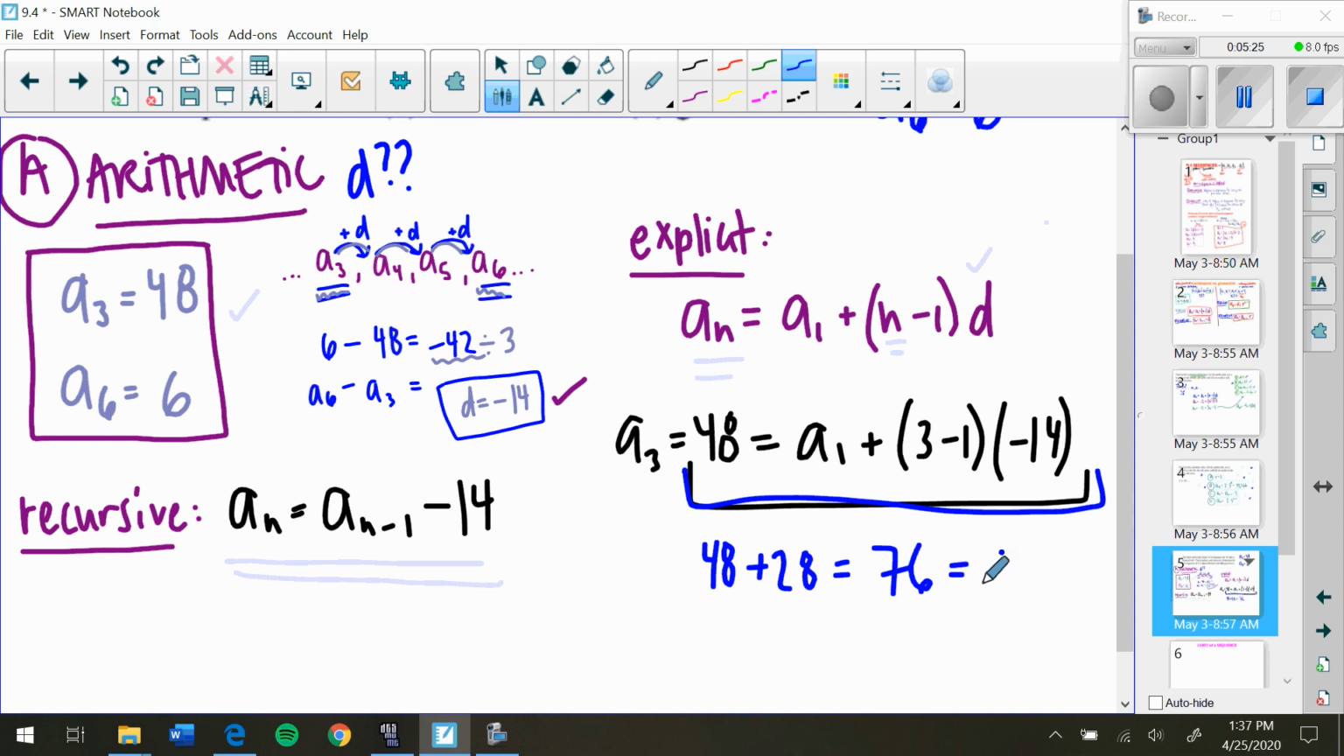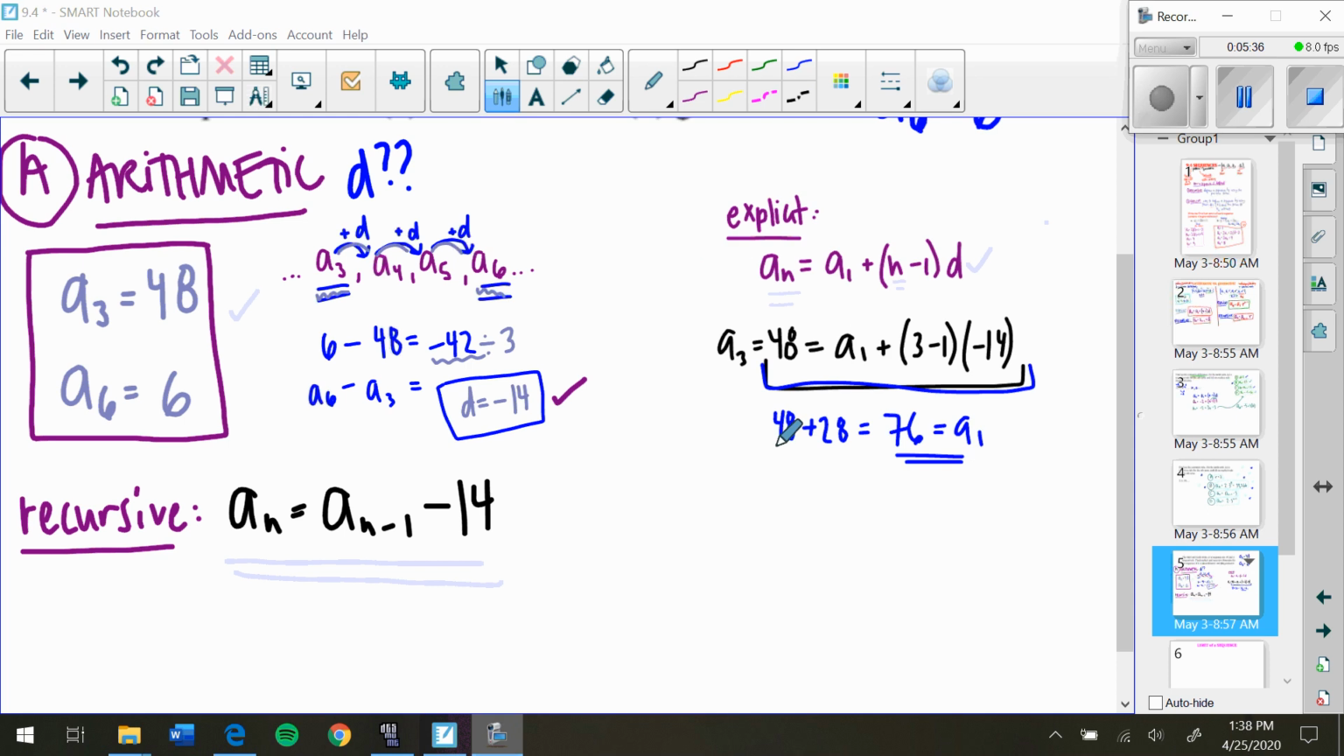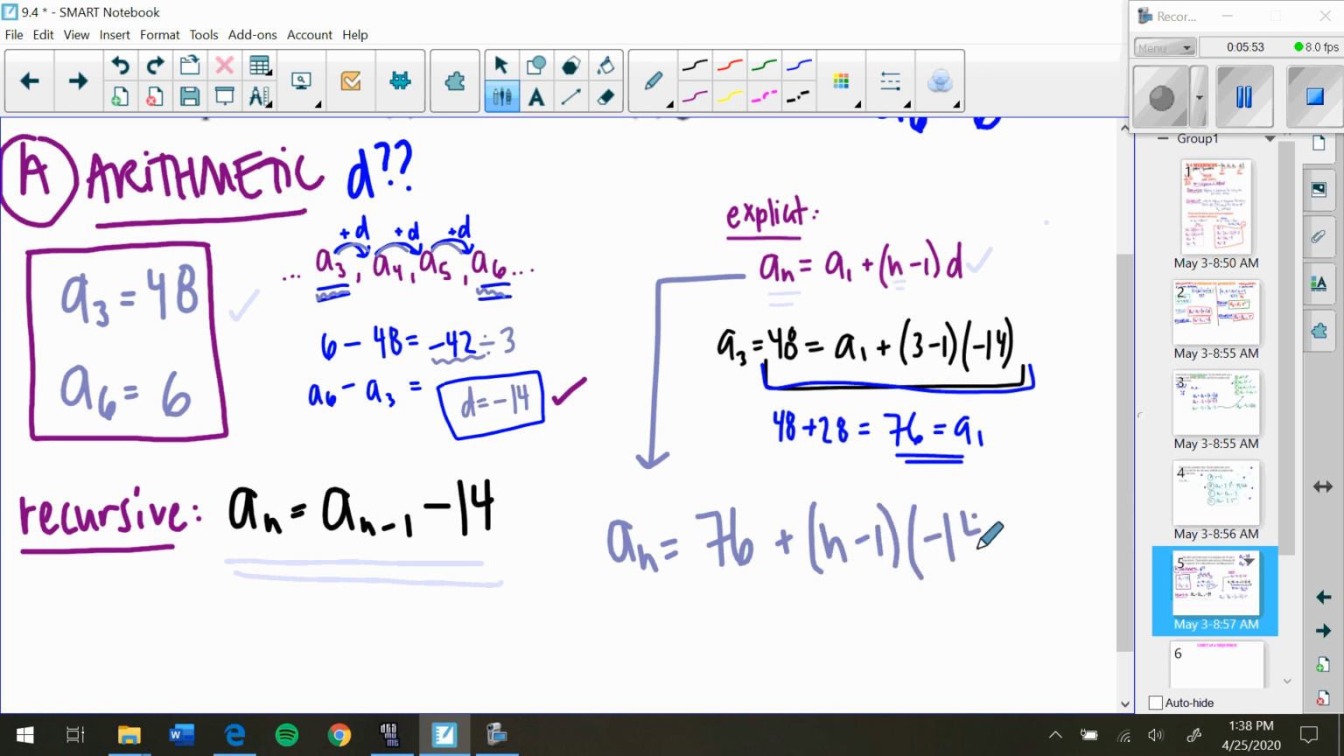76 is equal to our first term. All right, that's lovely because now we can write our explicit definition. I'm going to go to my explicit definition here. So any term a sub n is equal to a1, we just figured that out to be 76, plus n minus 1 times our common difference of negative 14.